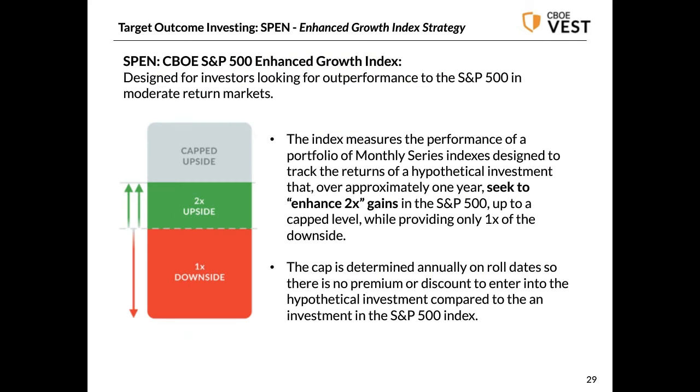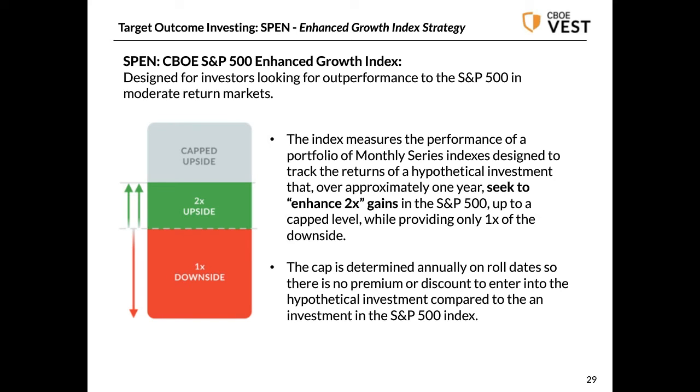So if we look at the chart on this slide, page 29, what we see is that the index would be looking at a portfolio of positions that are looking to deliver 2 times the upside up to a cap. The downside is just the same as the S&P 500. And so it's pretty clear that if this is the structure, then this would be amplifying or providing enhanced returns in more moderate return markets.